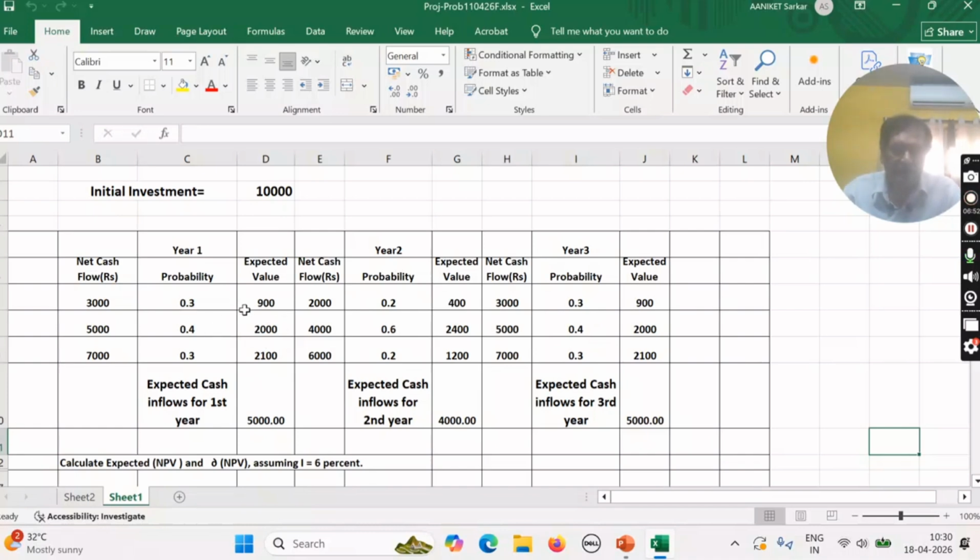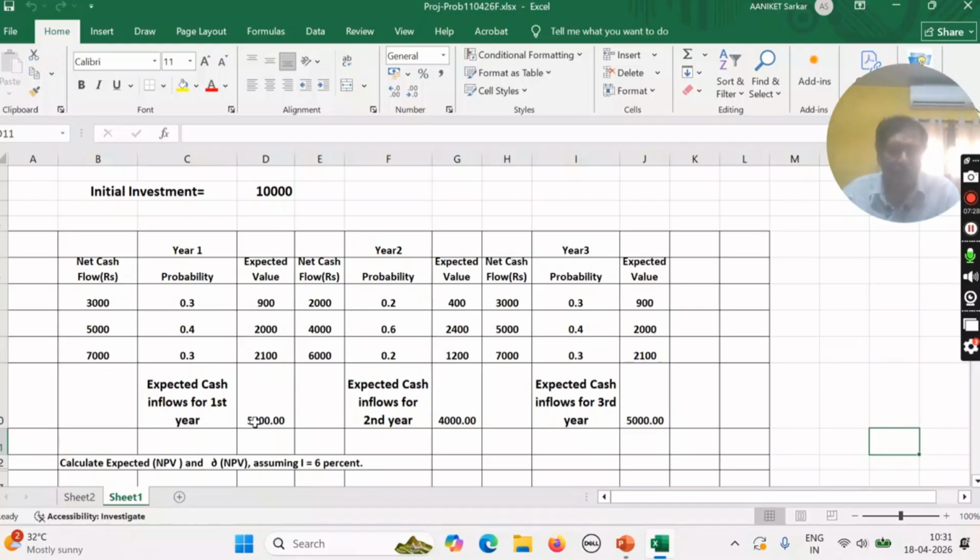If this into this, then the value is net cash flows for this value. Net cash value, this is the, you can say, expected value. Sorry, this is the expected value. This into this, 3000 into 0.3 means 900. This is the expected value for this value. In this way, this into this is the expected cash inflows for the first year for this value, and this into this, that means 2100 is the expected cash flows.